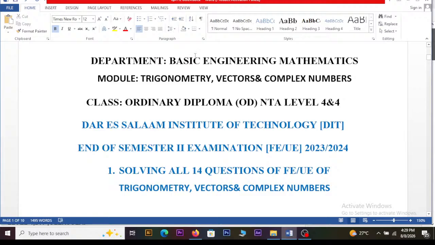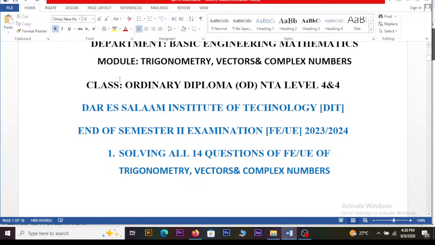Departments, so welcome to the department of basic engineering mathematics. The name of the module is called trigonometry, vectors, and complex numbers. Kwa hiyo karibu sana katika idara hii ya hisabati kwa ajili ya wahandisi, na somo la leo tunalokwenda kufanya maswali yake ni somo linaloitwa trigonometric, vector na namba ambazo ni complex number.